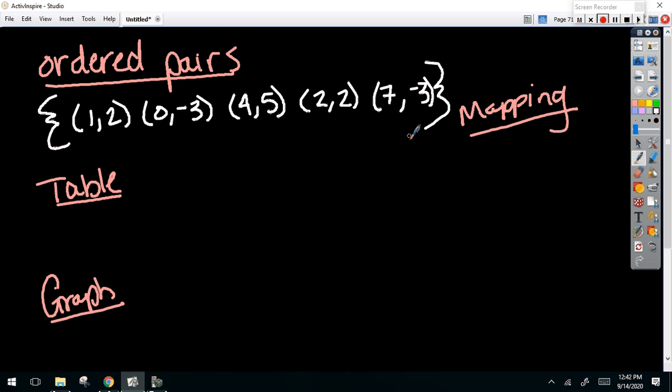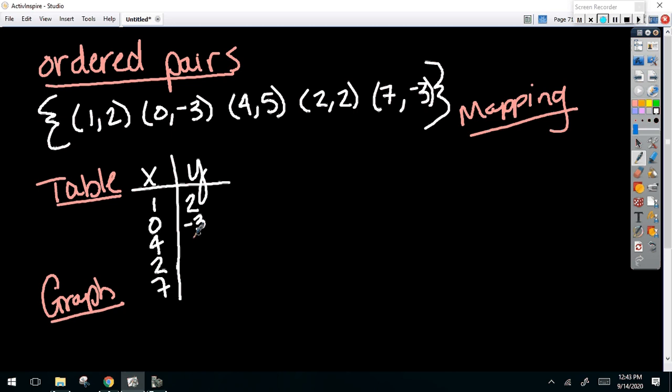Just change to -3. All right, let's write it as a table first. X, Y. A good habit to be in is to have your X in order, but you don't have to. Tell me what goes in the X column. Give me all the numbers that go in the X column. 1, 0, 4, 2, 7. Now tell me the numbers that go in the Y column. 2, -3, 5, 2, and -3.